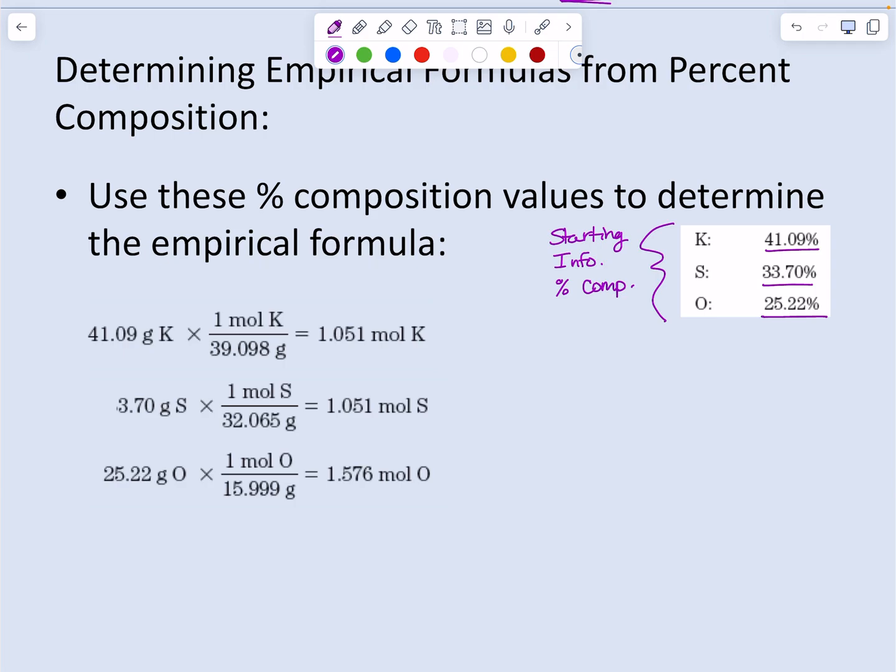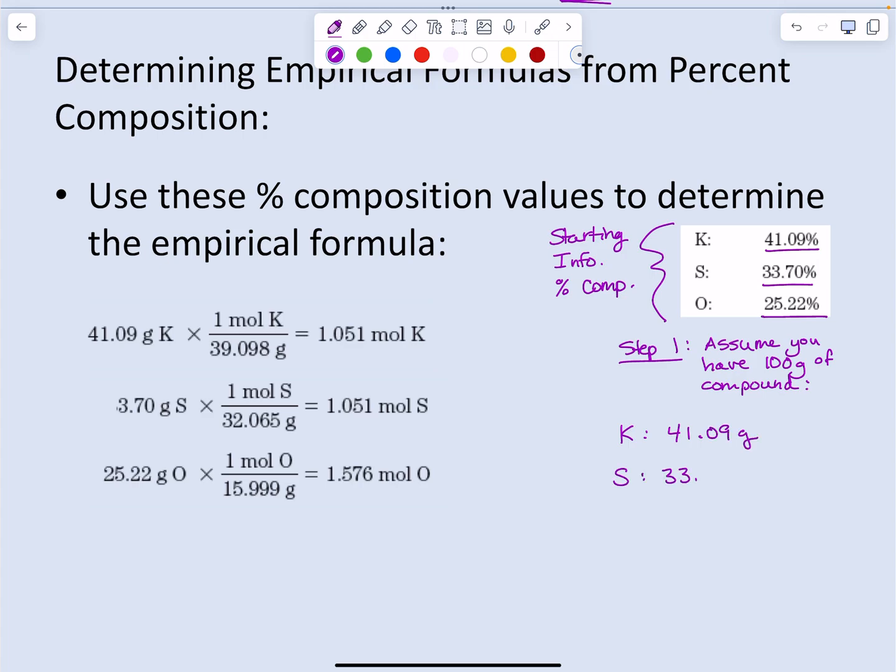So step 1 is assume you have 100 grams of the compound. And so what that means is that we have 41.09 grams of potassium, 33.70 grams of sulfur, and 25.22 grams of oxygen.